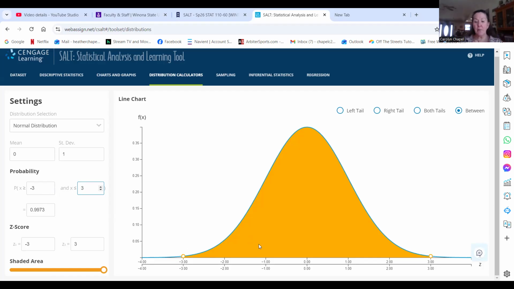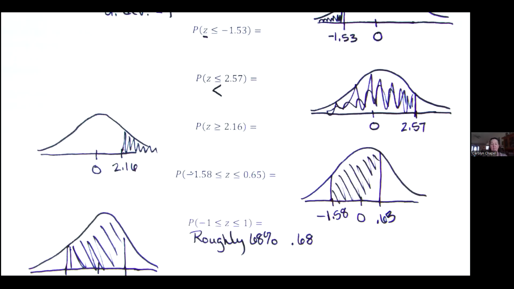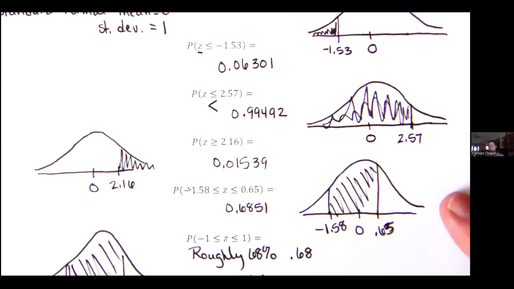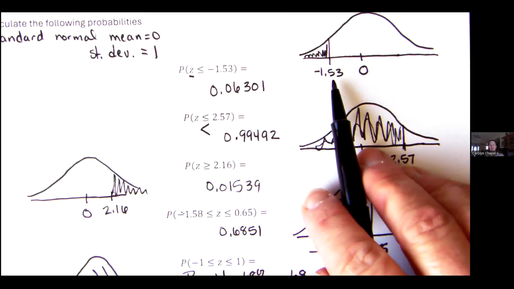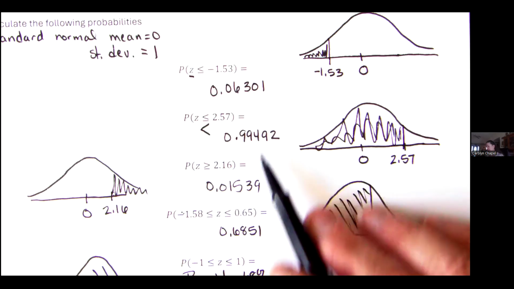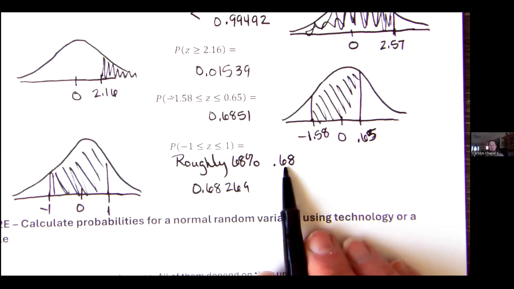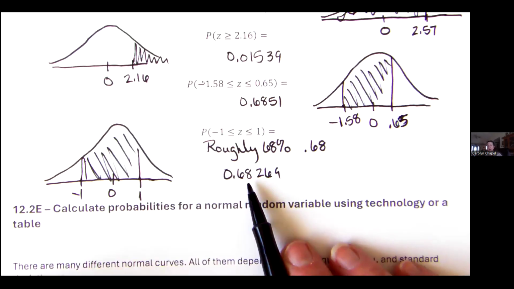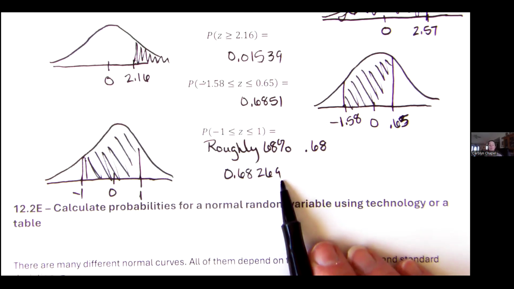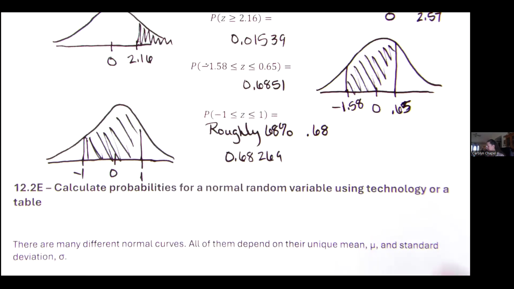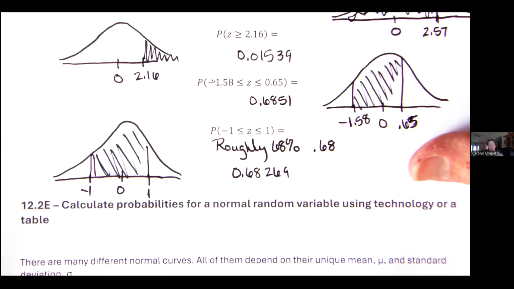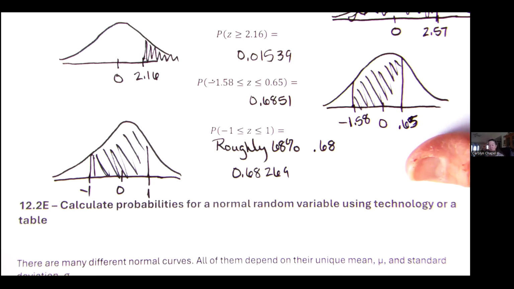Okay, I'm going to go back to our worksheet, back to my notes. And you can see that I have put those answers in as soon as it updates here. Okay, so there was our picture from -1.53. These were the values that we pulled off of SALT. And you'll notice here it was roughly 68%. We did get a 68.269%.